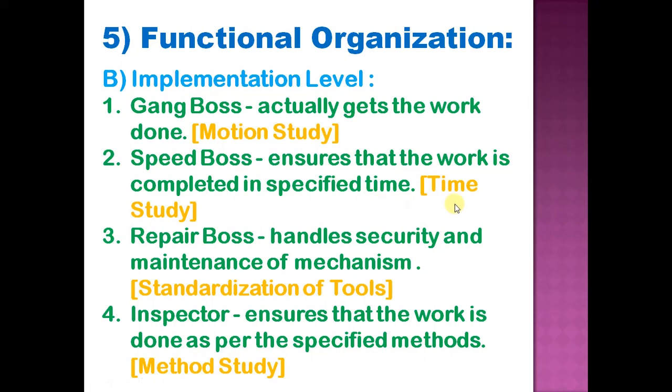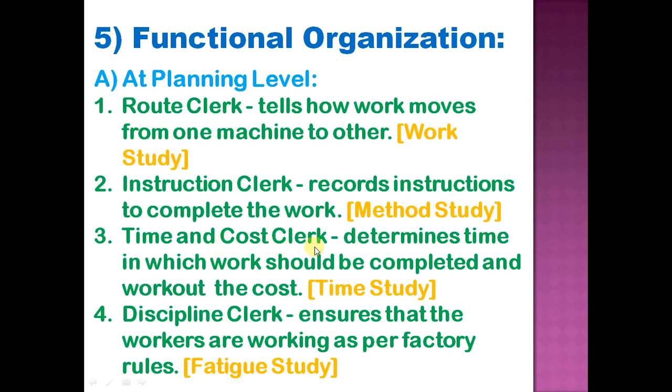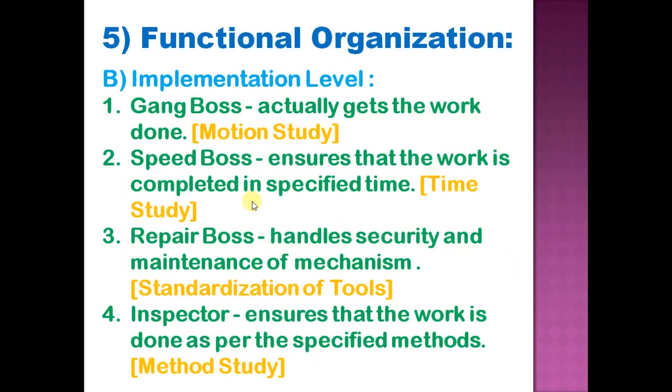Okay, try to understand, in the previous set the time and cost clerk will determine how much time we have to take to complete the job, while here the speed boss will check how much time they have taken to complete the job. So they will do the time study.